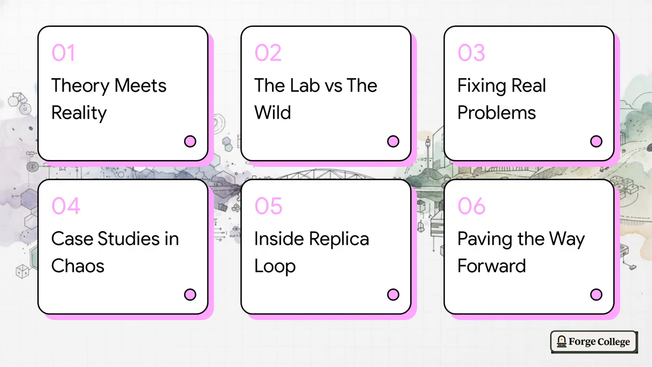Here's our quick roadmap for today. We'll be hitting theory meets messy reality, the lab versus the wild, fixing real-world problems, case studies in chaos, inside the replica loop, and finally, paving the way forward. Basically, we'll see exactly how early network chaos directly shaped the Web3 protocols we use right now.